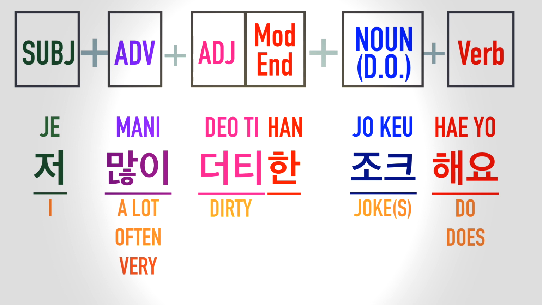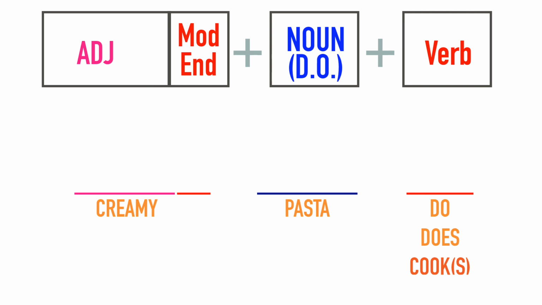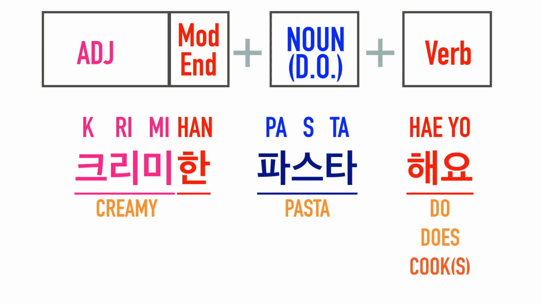Next, let's move on and say someone cooks or makes creamy pasta. We learned that in lesson 5, you can use the verb 하다 to mean to cook. So, using the conjugated form of the verb 하다 in the present tense casual polite speech, how would you say someone makes creamy pasta? 크리미한 파스타 해요.